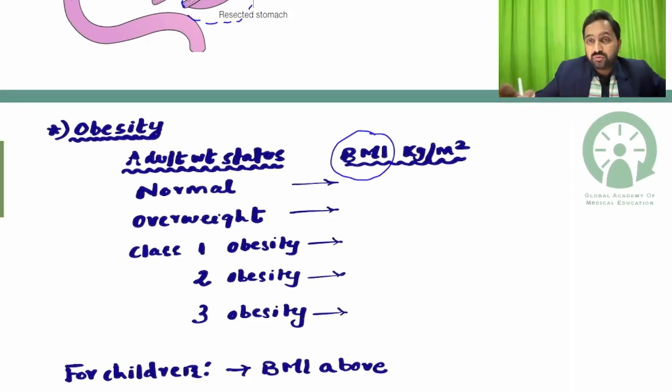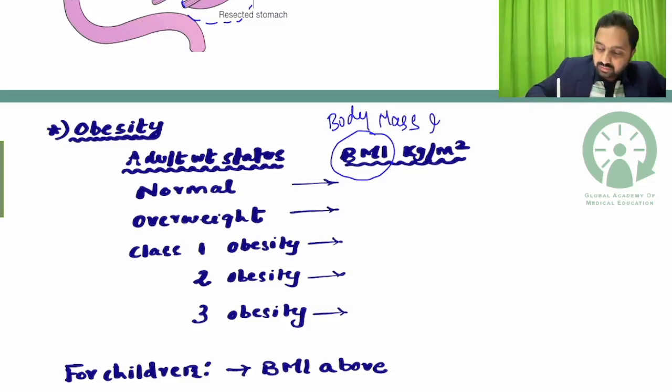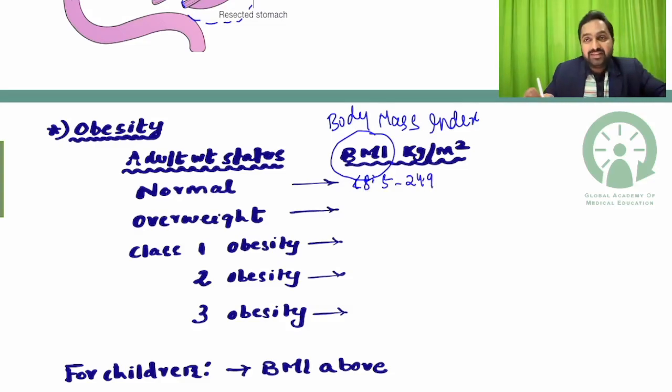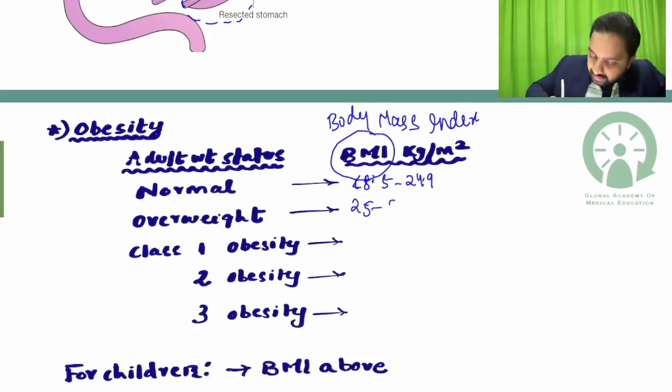I'm sure everybody knows what BMI is. It is body mass index, right? So what is your normal BMI? Overweight, class 1 obesity, class 2 obesity, and class 3 obesity. Normal is around 18.5 to 24.9. Overweight would be 25 to 29.9. All values are in kg per meter square.